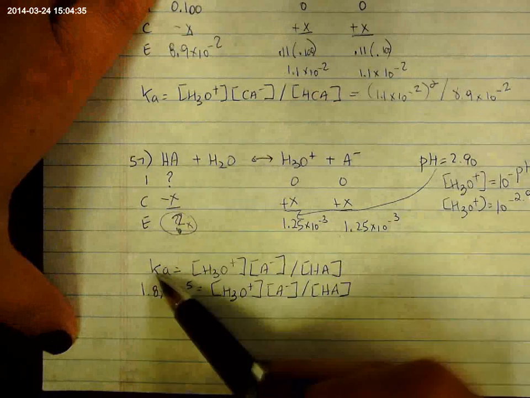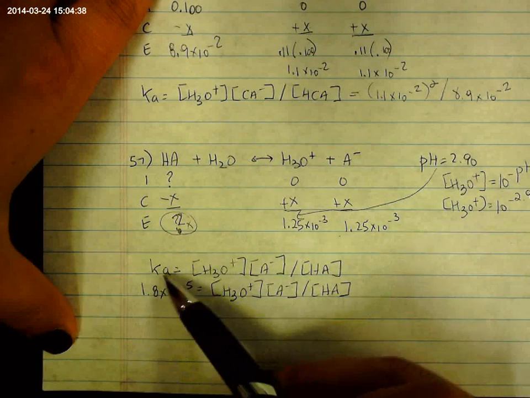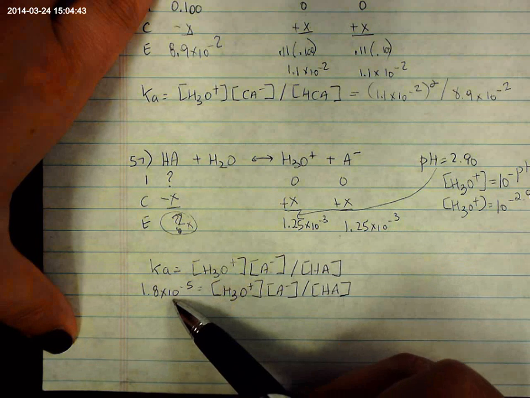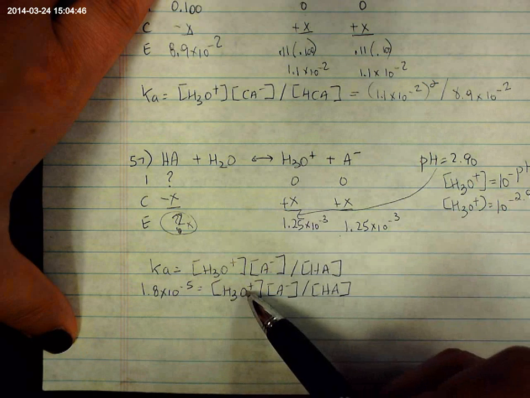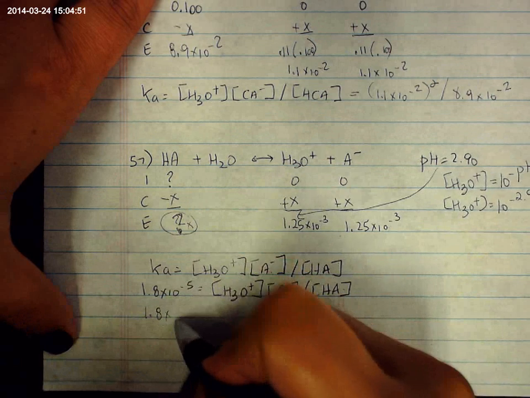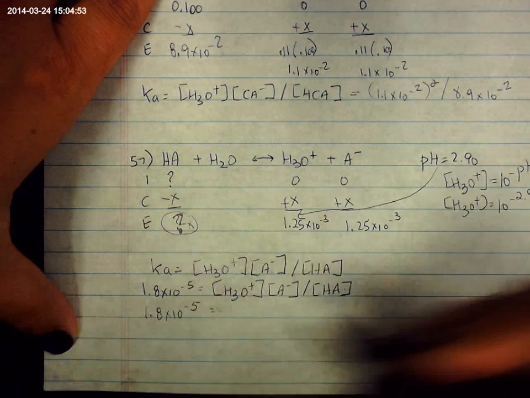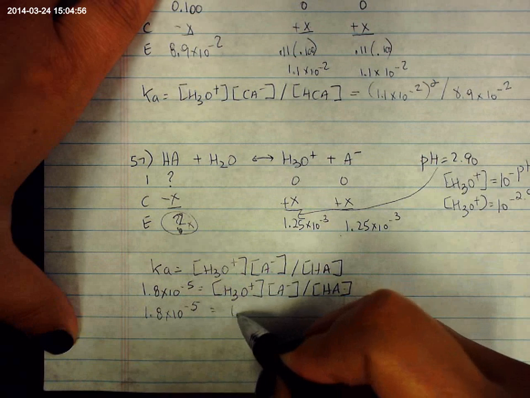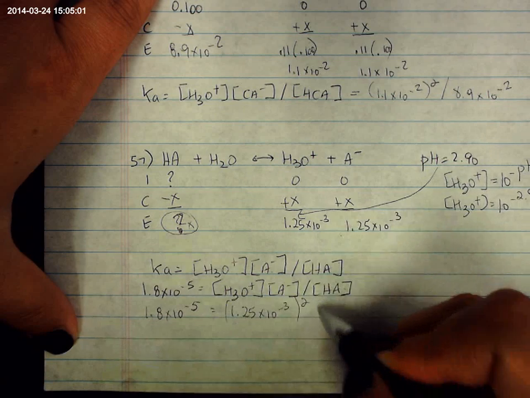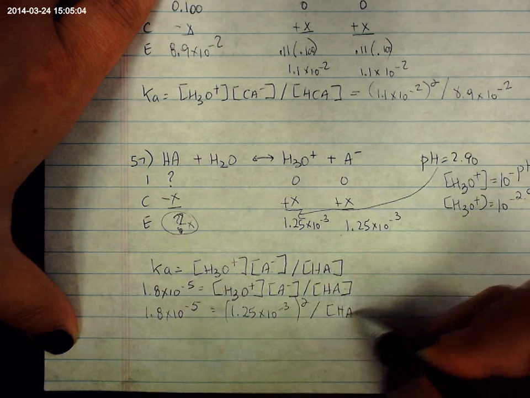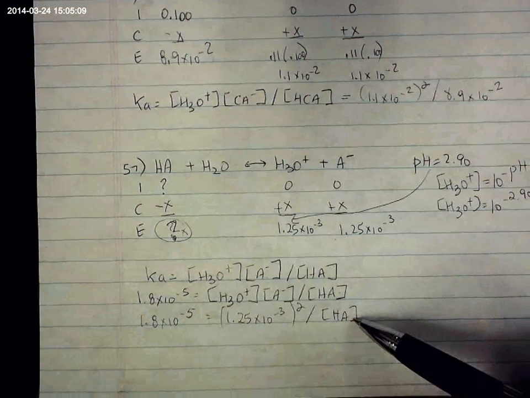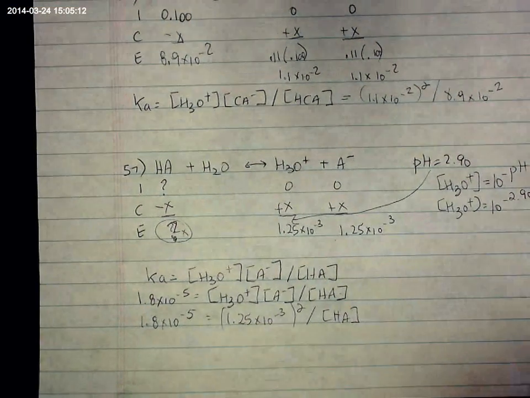Plug these values that you have into the mass action expression. So the mass action expression, Ka is equal to hydronium times acetate over HA. I know the value for Ka. They gave it to me. I know the value for the hydronium and the acetate. What I don't know is what that denominator is. So we'll just substitute in with a big old question mark. So this is 1.8 times 10 to the negative fifth is equal to 1.25 times 10 to the negative third quantity squared over HA. And now it's just a simple algebra problem. You just have to isolate HA, and that will be your answer.